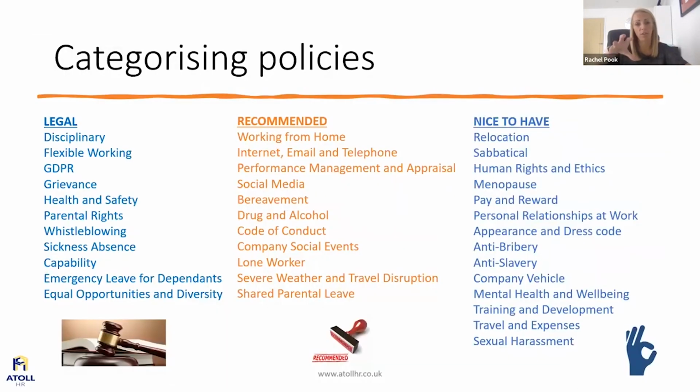Okay, so what I've done on the next slide is I've categorized these into 3 chunks. On the left are the legal ones. They're legal because there is a lot of legislation which must be followed with how you treat employees under this. So quite often you will find things around ACAS that will follow this, and I can go through them.